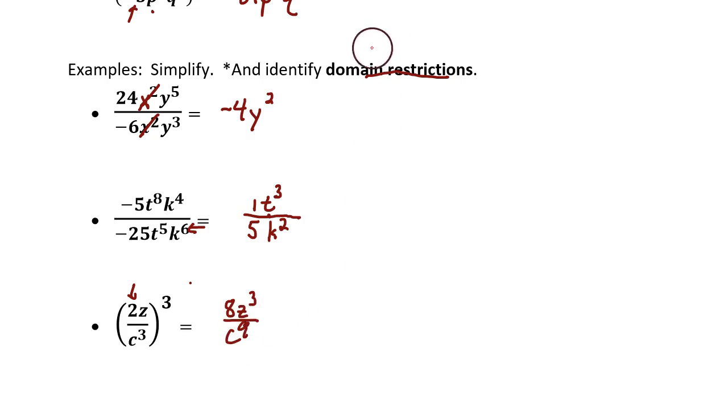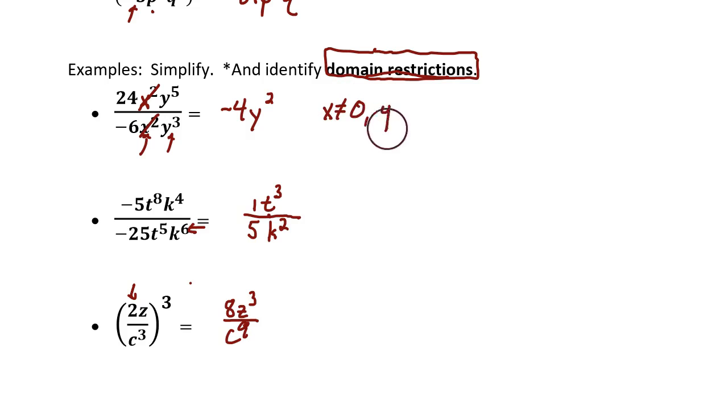The problem also said, identify domain restrictions. What numbers can't you use for the variable? In the first example, what variables are in the denominator? It's x and y. Remember that you can't have 0 in the denominator of a fraction? So the restrictions are that x cannot be 0 and y cannot be 0.